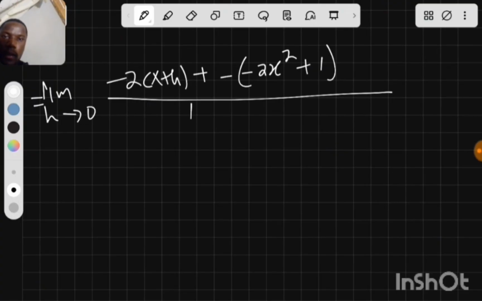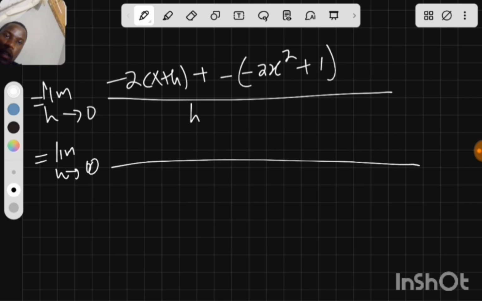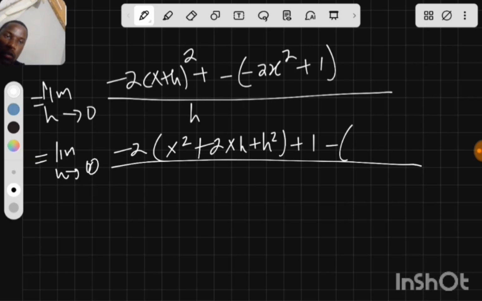Our original equation divided by h. Then we will have a limit when h approaches 0. Now start solving. Do not forget the squared. Then we start solving the numerator. We have a minus 2 times... We already know (x plus h) squared is the same as x squared plus 2xh plus h squared, plus 1, minus (2x squared plus 1), divided by h.